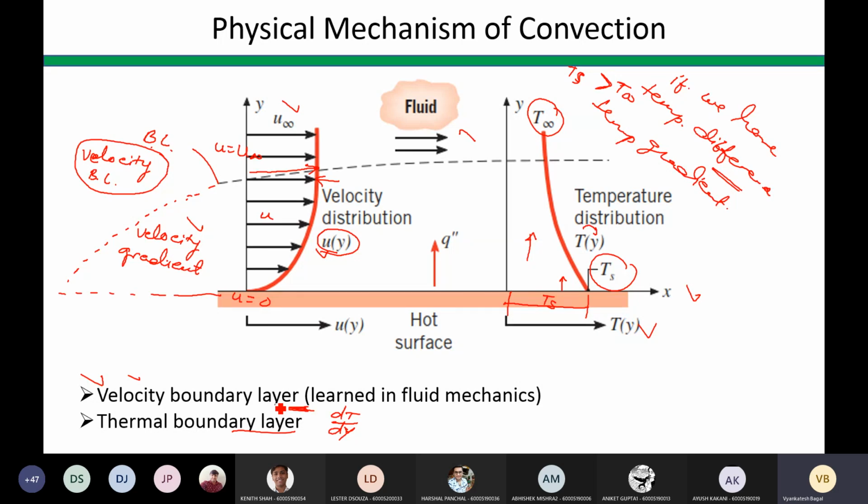Up till now we were talking about only the velocity distribution and the boundary layer. Now in coming lectures, when we talk more about convection, we'll take into account this kind of boundary layer also, which is the thermal boundary layer, and how the temperature distribution is established in the thermal boundary layer.